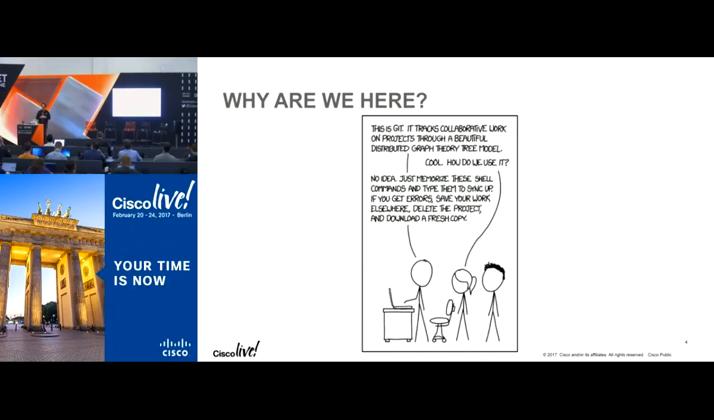Why are we here? Many of you have probably had this experience when you've encountered, maybe not just Git, but version control in general. This is a funny cartoon that says, this is Git. It tracks collaborative work on projects through a beautiful distributed graph theory tree model. Cool, how do we use it? No idea, just memorize these shell commands. Type them to sync up, and if you get errors, save your work somewhere else, delete the project, and download a fresh copy. Hopefully we don't want you to be in that state anymore after this class.